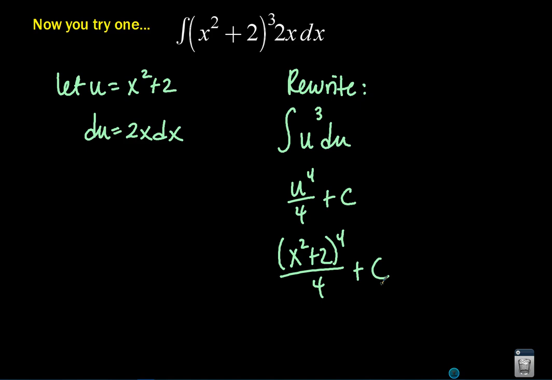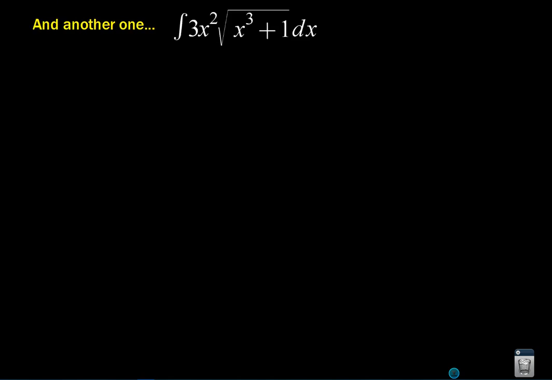Okay? So let's keep on trucking here. So the integral of 3x squared times the radical of x cubed plus 1. Again, I've got two expressions. I've got this expression and this expression inside a radical. A good hint is the fact that this guy's inside the radical, so that's probably going to be u. And if I take the derivative of that, it's going to be 3x squared, which is exactly what I have on the outside. So let u equal x cubed plus 1.